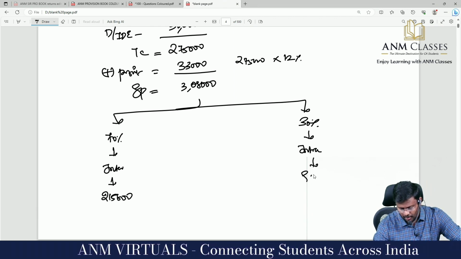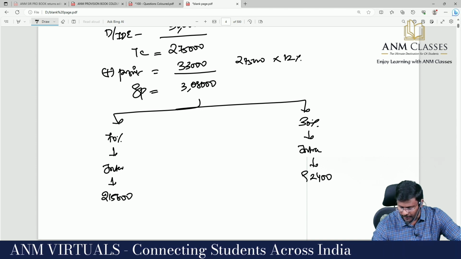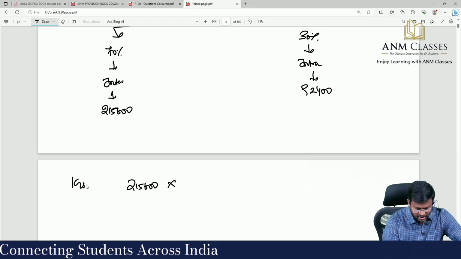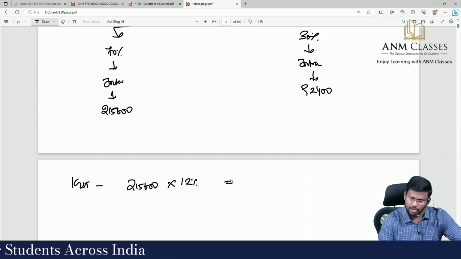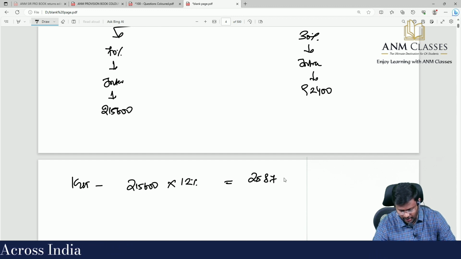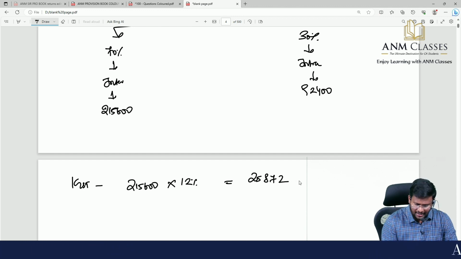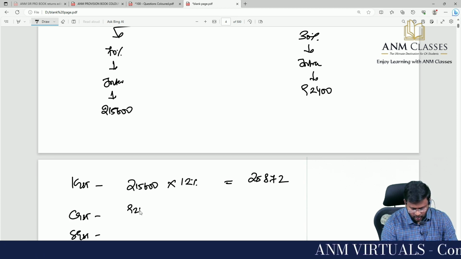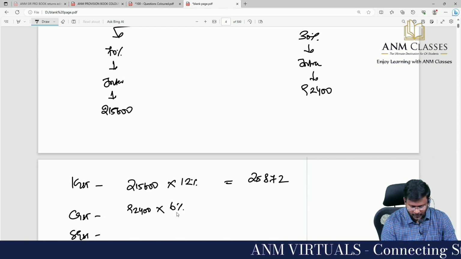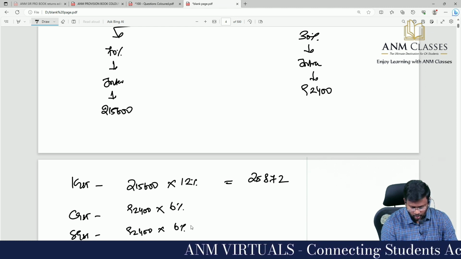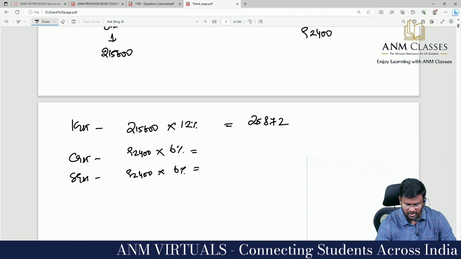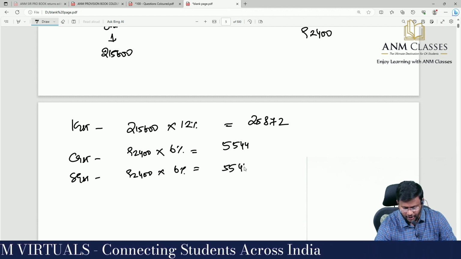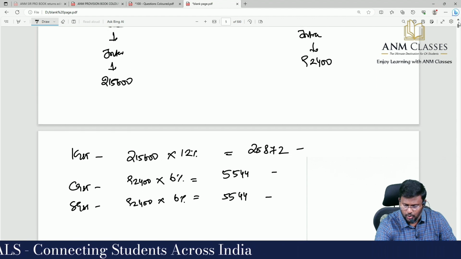On this 2,15,600, you are supposed to collect IGST. So IGST at 12% comes to 25,872. Sir, on that 92,400, you have to collect CGST and SGST. CGST 92,400 into 6% and SGST 92,400 into 6%. 92,400 into 6% comes to 5,544 and 5,544.